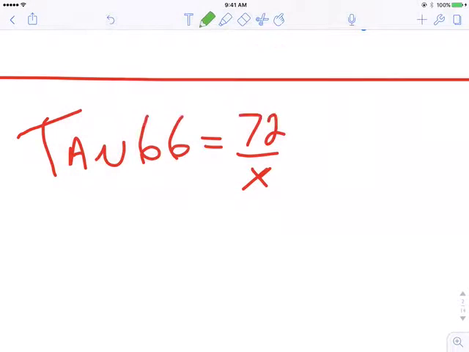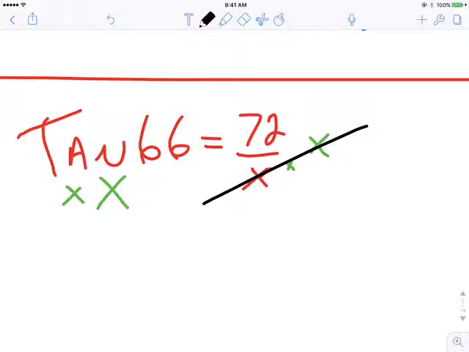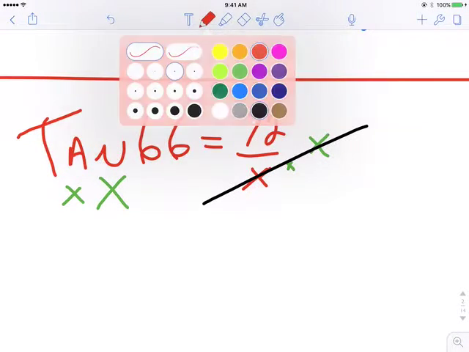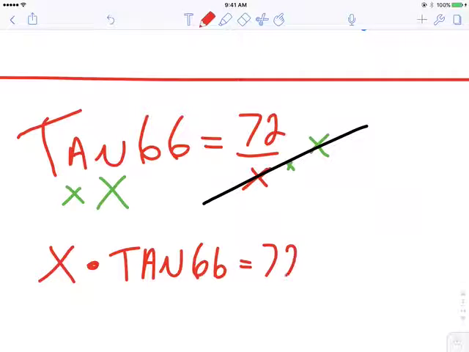The first thing I need to do is get that x out of the denominator. So I'm going to multiply by x. Because I multiply by x on the left-hand side, I multiply by x on the right-hand side. Whatever you do to one side of the equal sign, you do the other. The x's on the right side are going to cancel. That's going to leave me with x times the tangent of 66 is equal to 72.